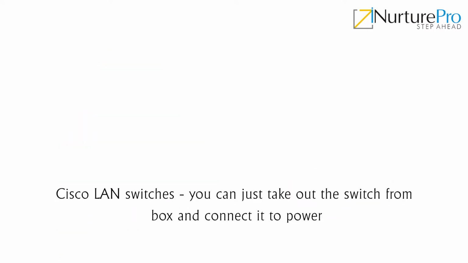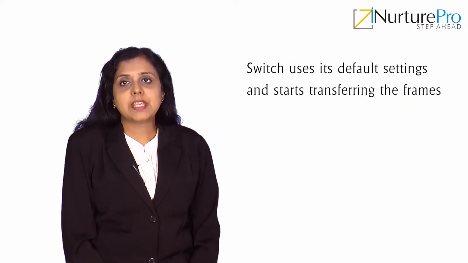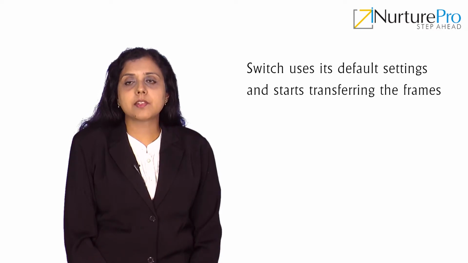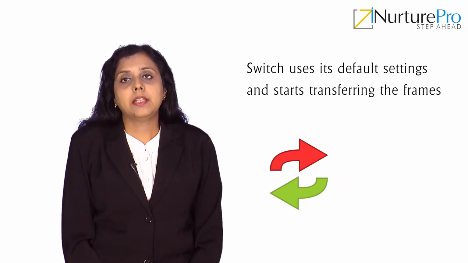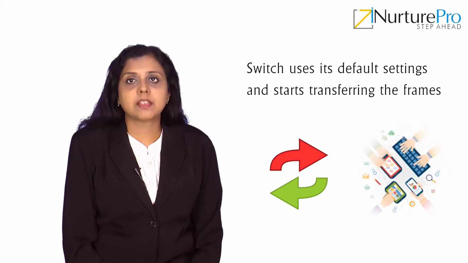When you buy Cisco LAN switches, you can just take the switch out of the box and connect it to power. The switch uses its default settings and starts transferring the frames. In this video, we will discuss how the switch accesses the user interface.